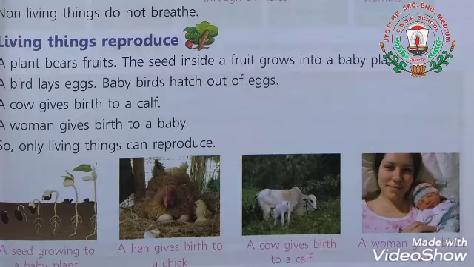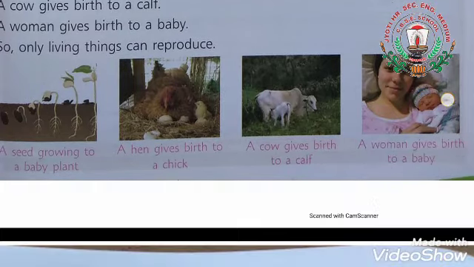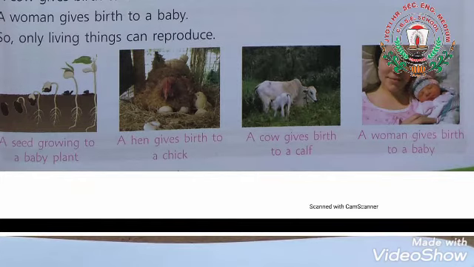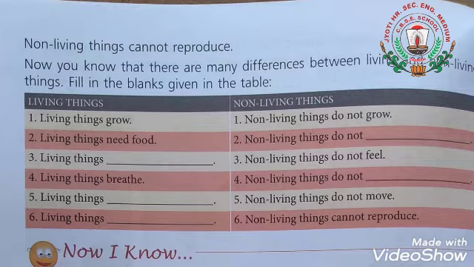Hens lay eggs which grow into chicks. As it is given in the picture, a small seed growing to a baby plant. A hen gives birth to a chick. A cow gives birth to a calf. A woman gives birth to a baby. And you can also tell that a cat gives birth to a kitten, a lion gives birth to a cub, and so on.